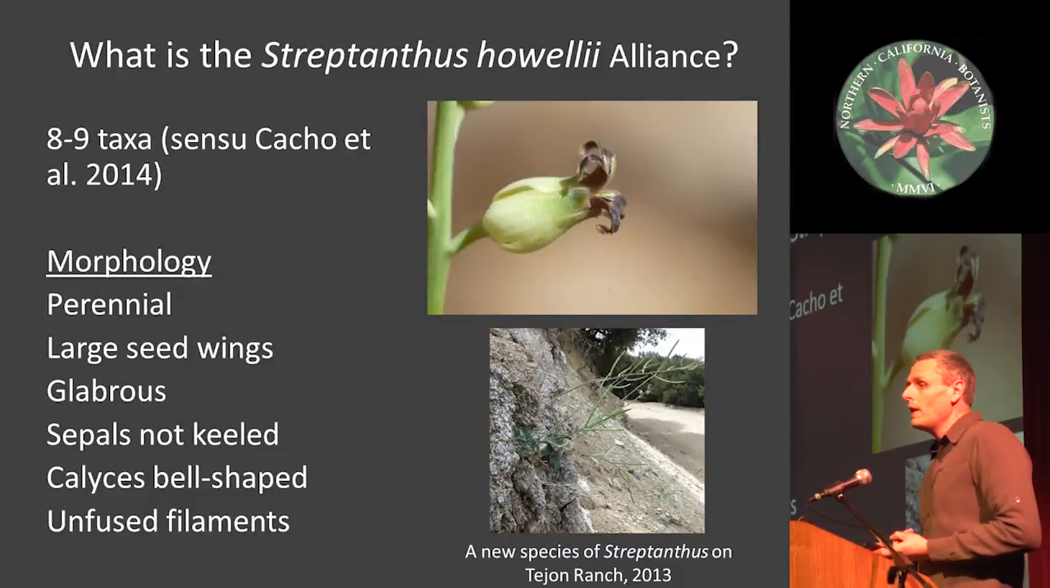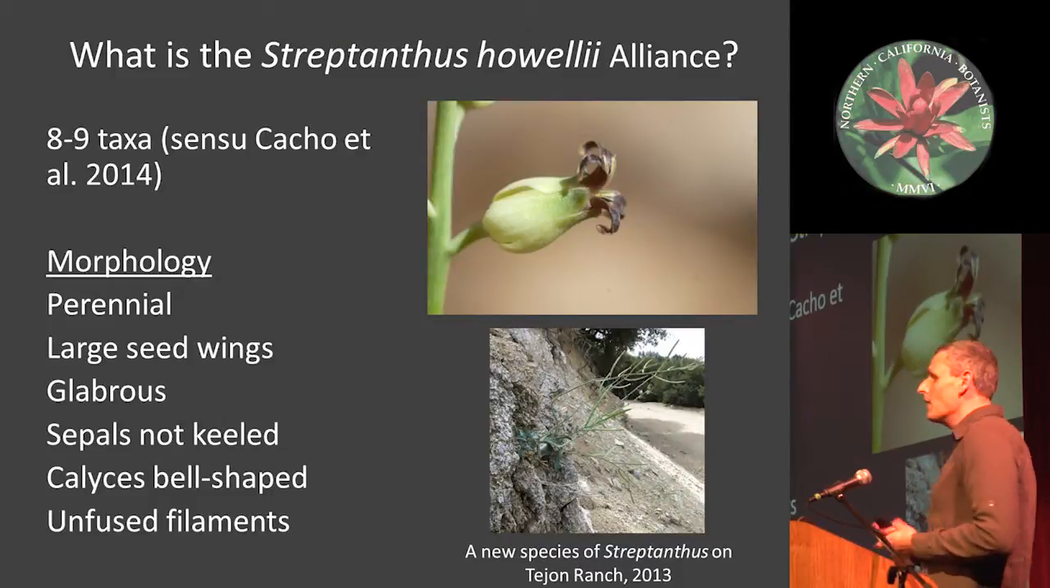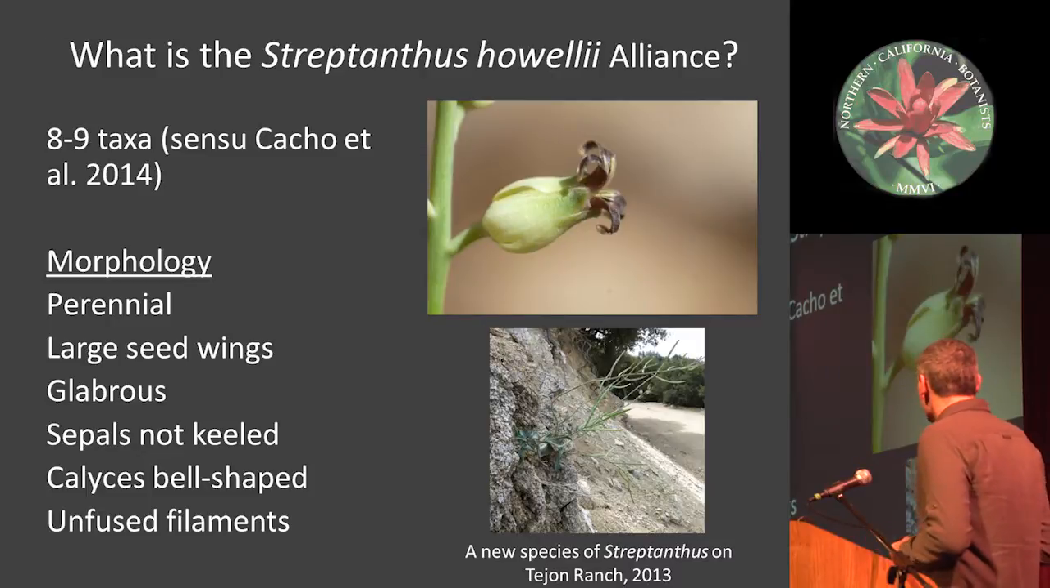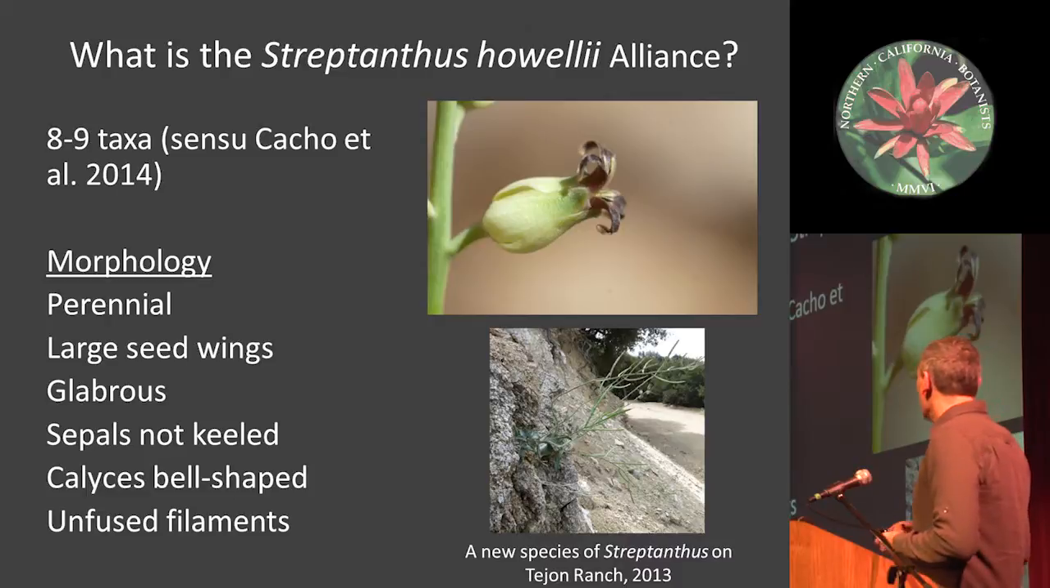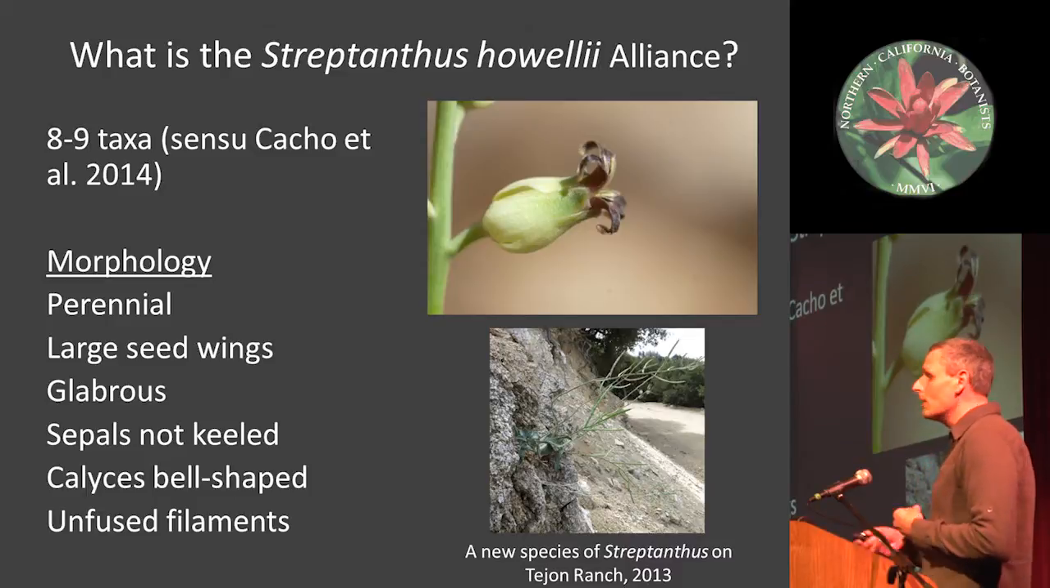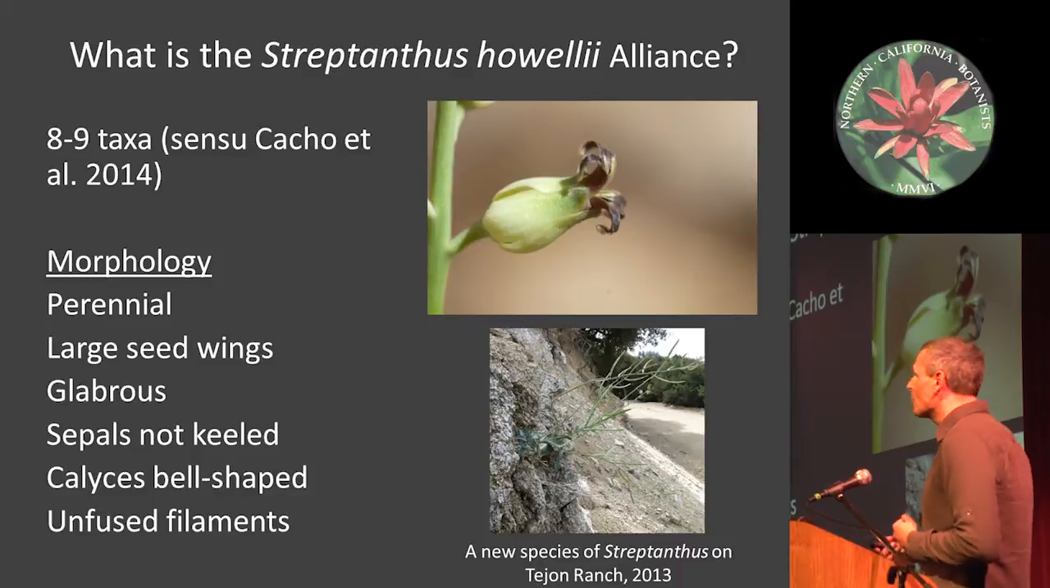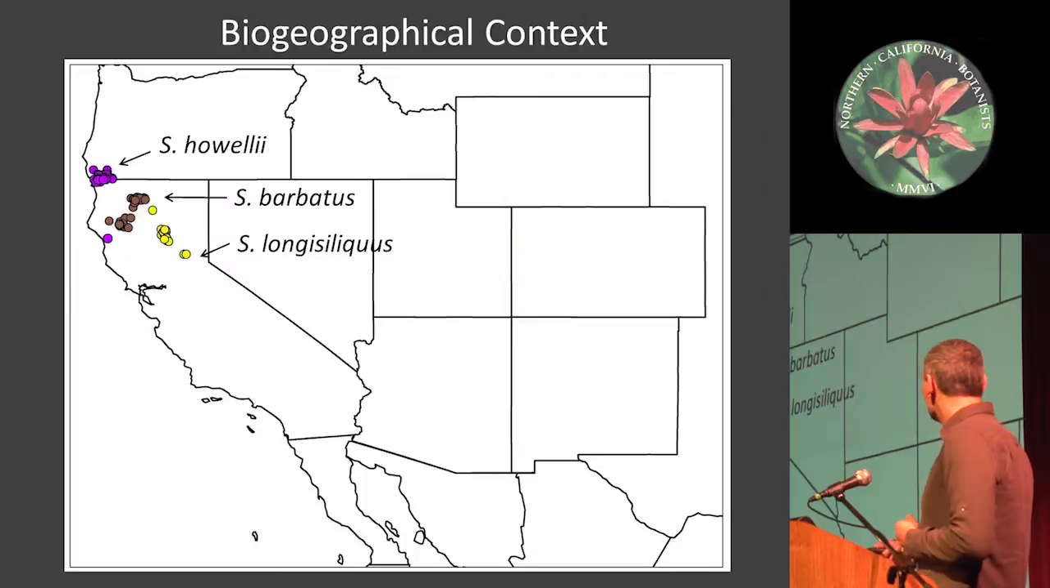The Streptanthus howellii alliance is a group of 8 or 9 taxa, depending on circumscription, that shares some morphological characters. These are Streptanthus that are unlike many other Streptanthus. They are perennial, and they often have large seed wings and some other floral characters that make them a good morphological group of species to study.